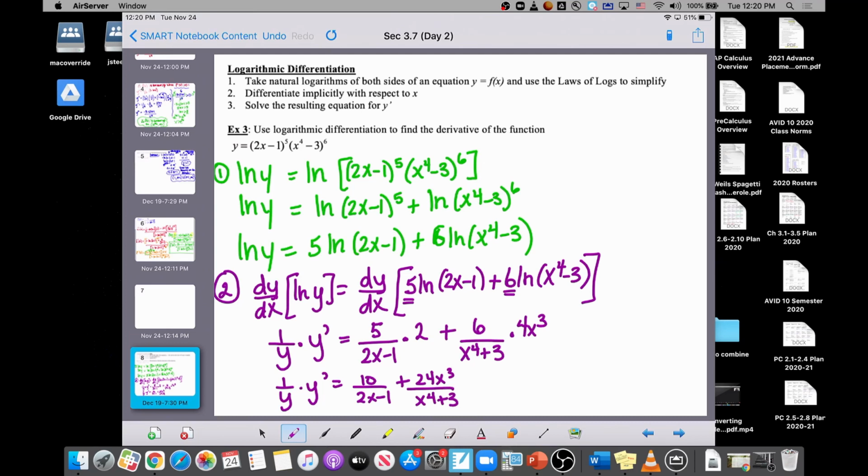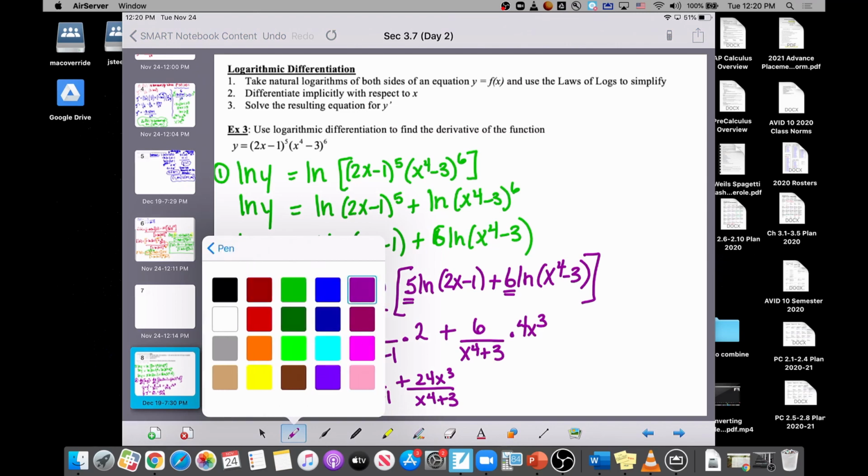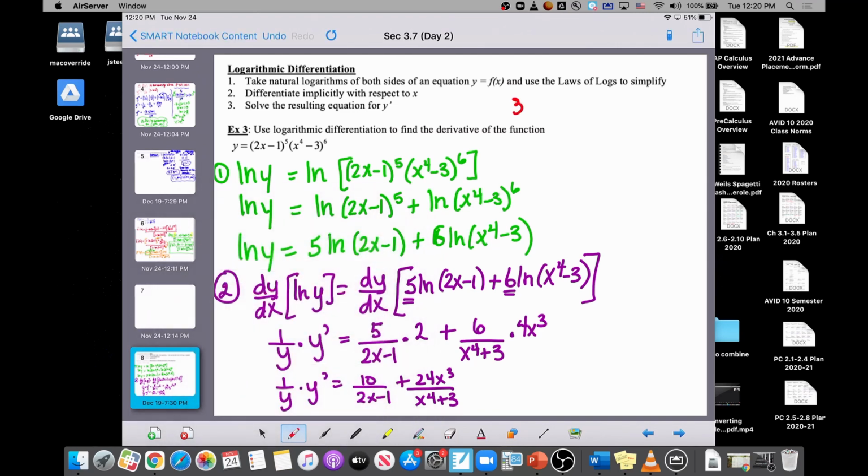And then, of course, the last step is I want to get rid of that 1 over y because I'm trying to find a derivative, so I want to know what does y prime equal. So my last step here, my step 3, is going to be, I'm just going to rewrite what I have here. I have 1 over y times y prime is equal to 10 over 2x minus 1 plus 24x cubed over x to the 4th plus 3.